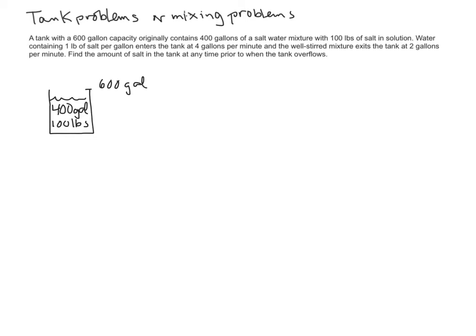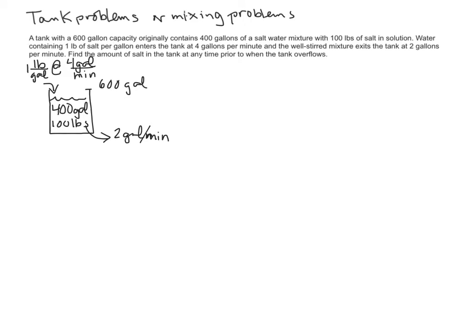Now water containing 1 pound of salt per gallon enters the tank at 4 gallons per minute. So water coming in here at 1 pound per gallon at a rate of 4 gallons per minute. And the well-stirred mixture exits the tank at 2 gallons per minute. Find the amount of salt in the tank at any time prior to when the tank overflows.